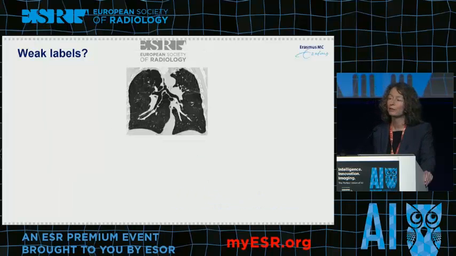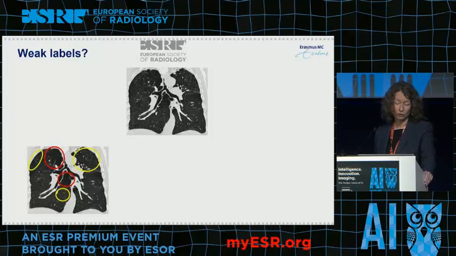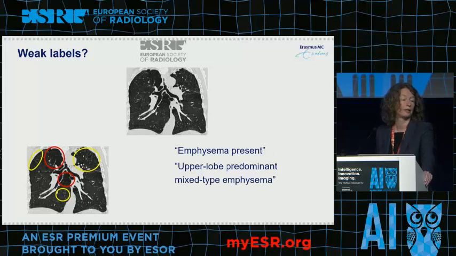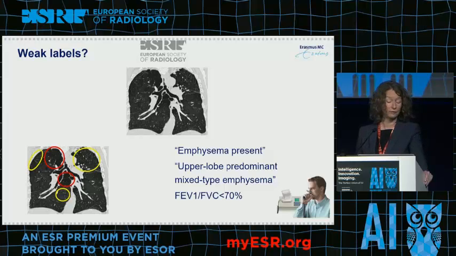Another example that I also show you a little bit more of during this talk, lung CT. Strong labels would indicate the abnormalities that are present, where they are, what type, and how large they are. And weak labels could be, for instance, emphysema is present in this image, or what type of emphysema is present and where it is roughly, or even the lung function of this subject.